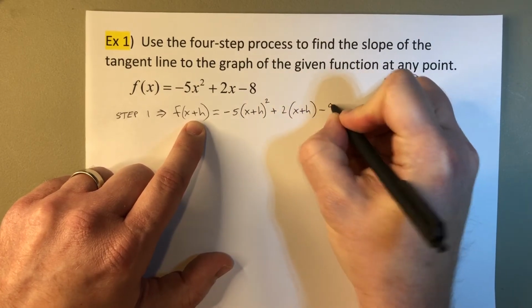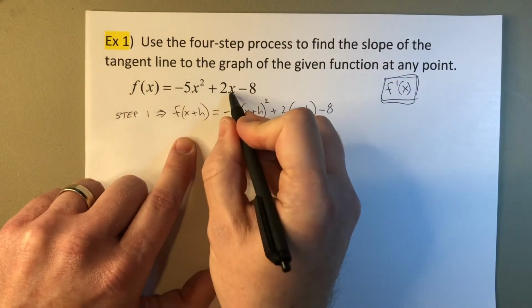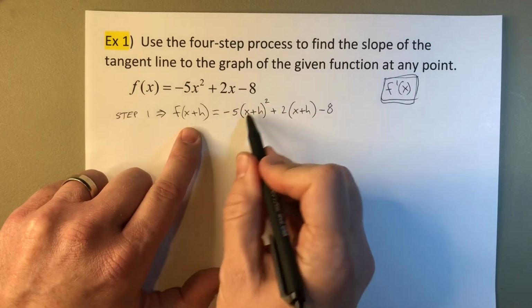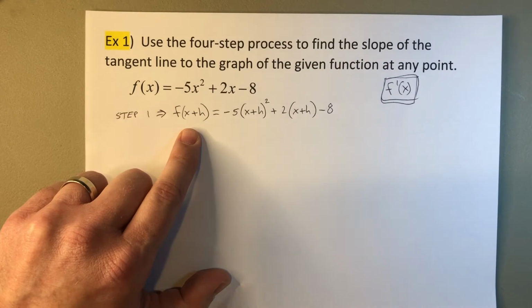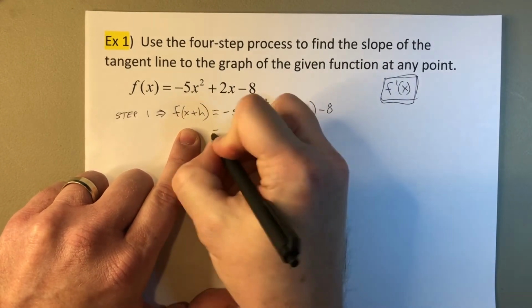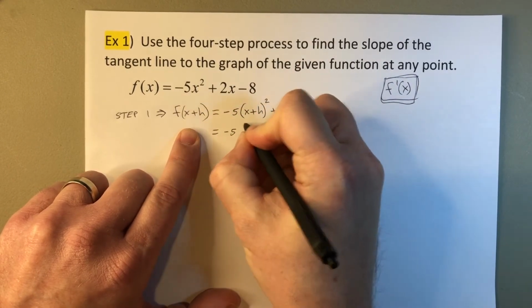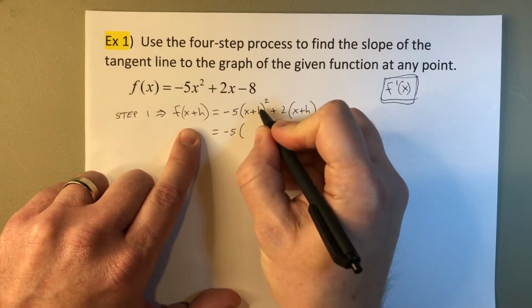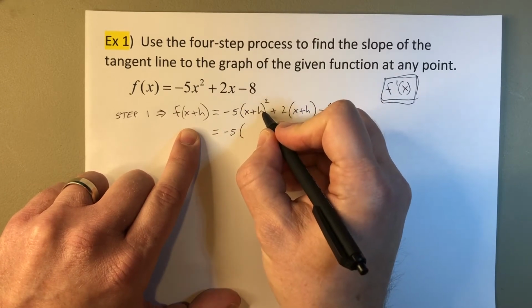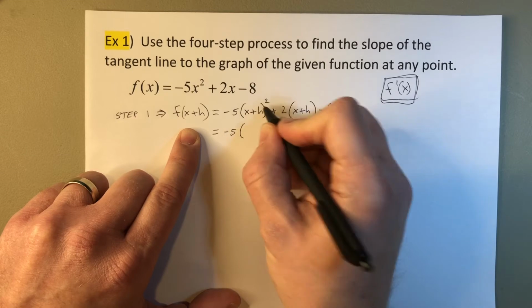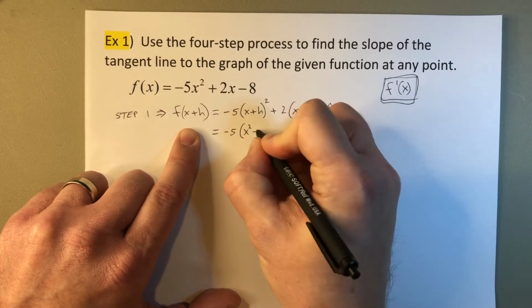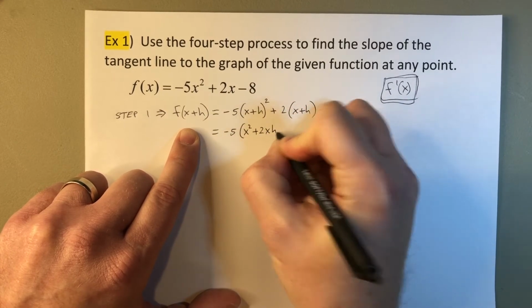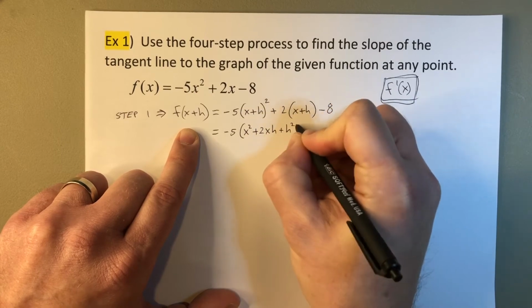Again, everywhere we initially had an x, it's now going to be the quantity of x plus h. Okay, and then from here you simplify this. So we get negative 5 times whatever this is squared. You got to do exponents first. So let's look at the quantity of x plus h squared. That's going to give us x squared plus 2xh plus h squared.